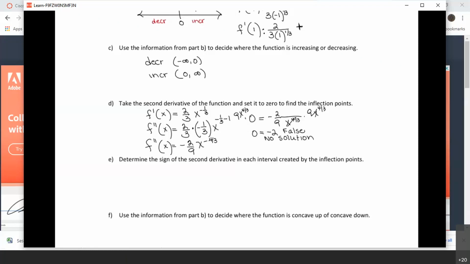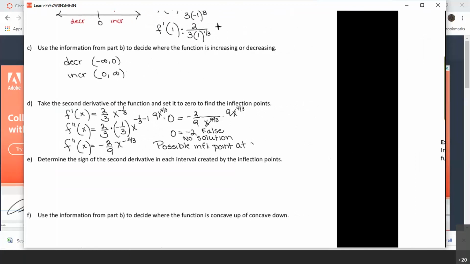So it's a possible inflection point. I'm going to say possible inflection point at x equals 0, because why is that? The second derivative is undefined at 0. And it's undefined for the same reason. The first derivative was undefined because this x here is in the denominator. And if x is 0, this whole expression is undefined. So possible inflection point there.